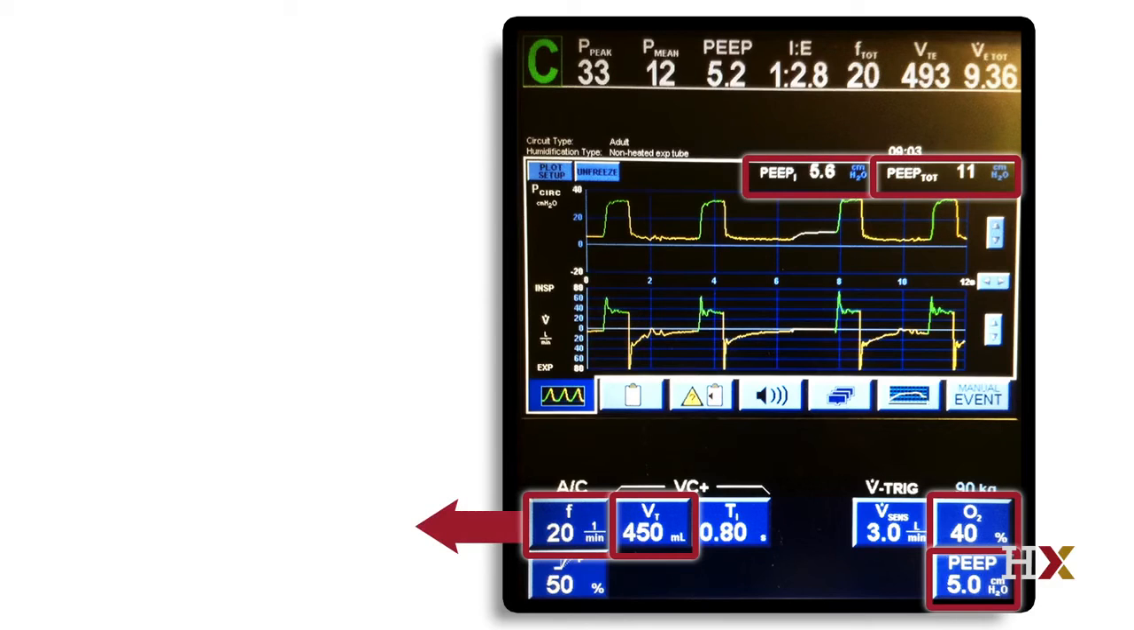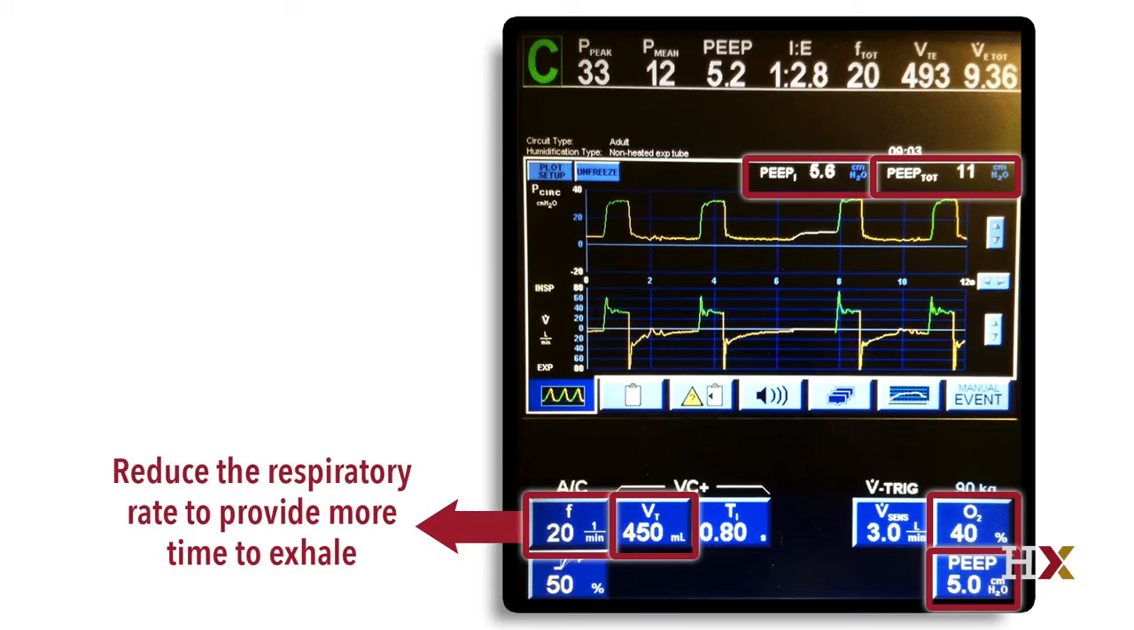To address this, my first move would be to turn down the respiratory rate. 20 is too high for this patient and is not necessary.